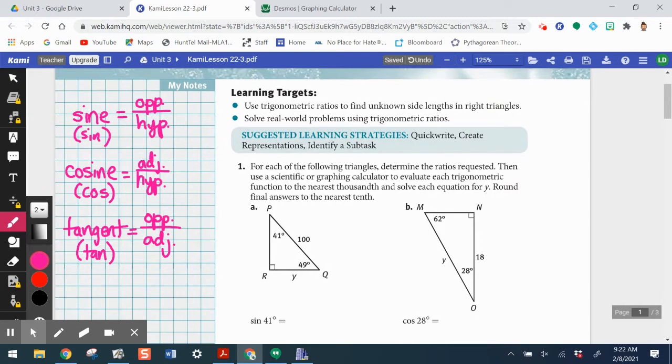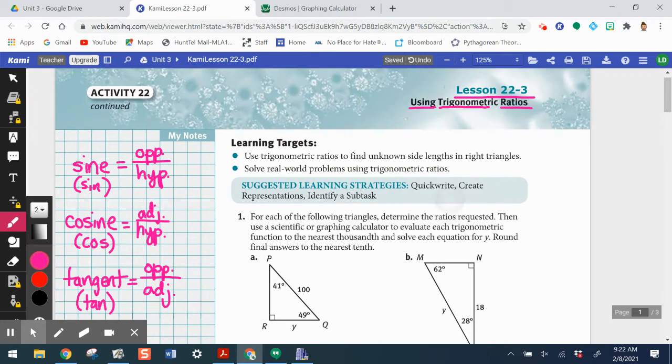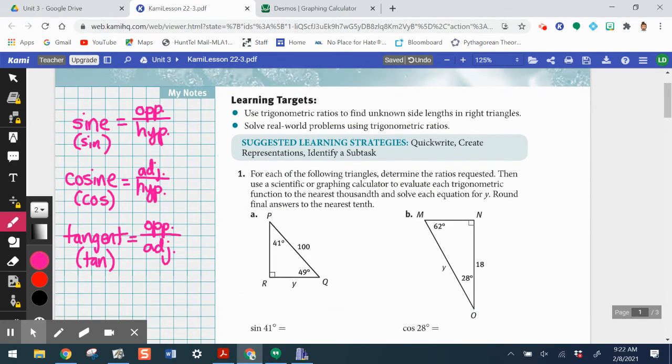We defined what those trigonometric ratios were, and now we are going to use them. So let's see what we're using them for in our learning targets. We are going to use trigonometric ratios to find unknown side lengths in right triangles. If you haven't noticed, over the last few activities, we've really been discovering new ways to find missing sides of right triangles. We learned about similar right triangles and how their sides are proportional, so we could write proportions to solve for a missing side.